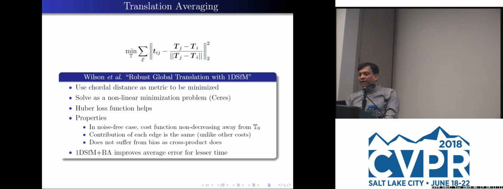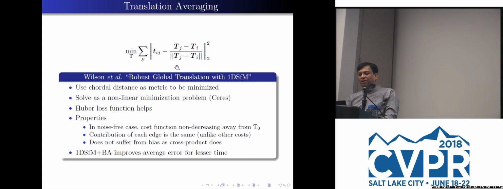And once you do that, you can set up a cost function which looks like this. So Tij is the heading direction that you are observing from epipolar relationships. And if capital T's are your solution, this is what the heading direction should be. Right? And so you can take their difference and minimize some least squares cost.